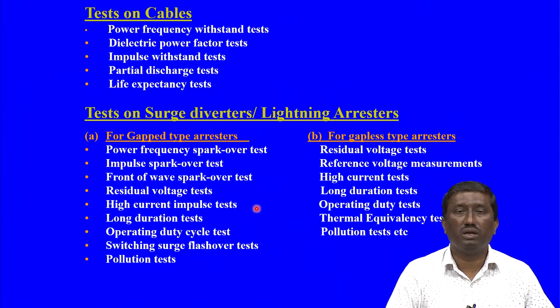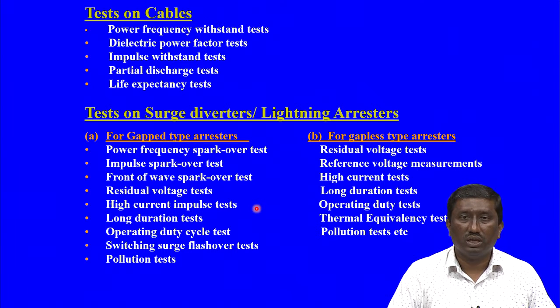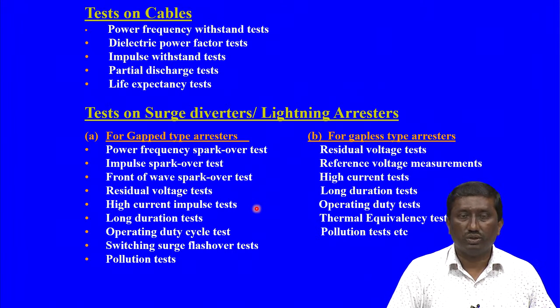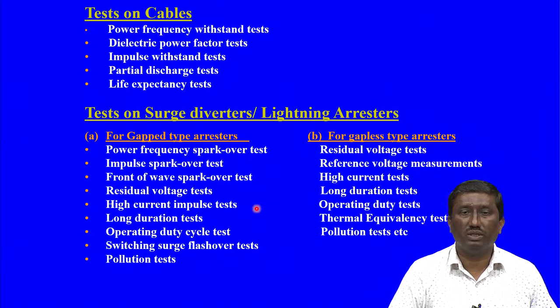So, the high current impulse test, again lightning currents, you have waveforms of 8 by 20 and 4 by 10 microseconds. So, 4 by 10 constitutes the high current impulse waveform. These high current waveforms have to be applied and monitored for the functioning of the surge arresters.